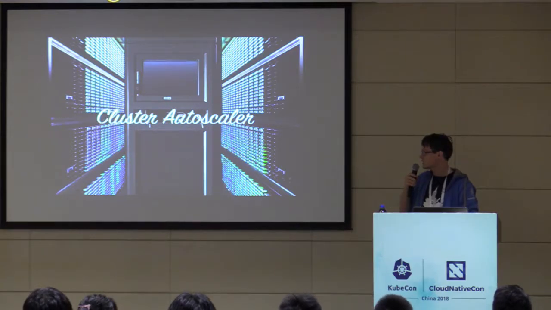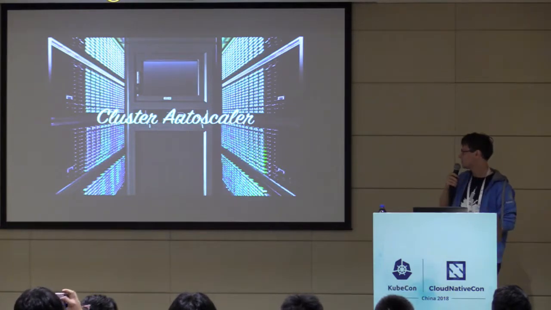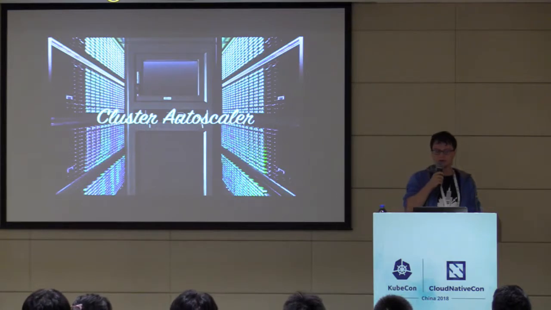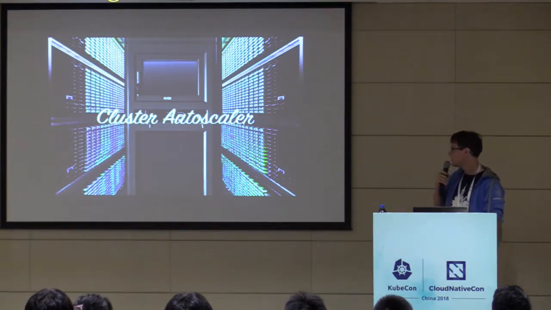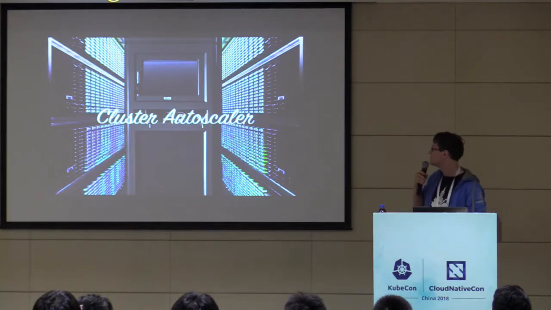Cluster Autoscaler has been in GA for over a year now, I think since Kubernetes 1.8. And currently it supports 4 cloud providers: Google Cloud Platform, AWS, Azure, and Alibaba Cloud. And hopefully there are more coming. So yeah, let's see how it works.